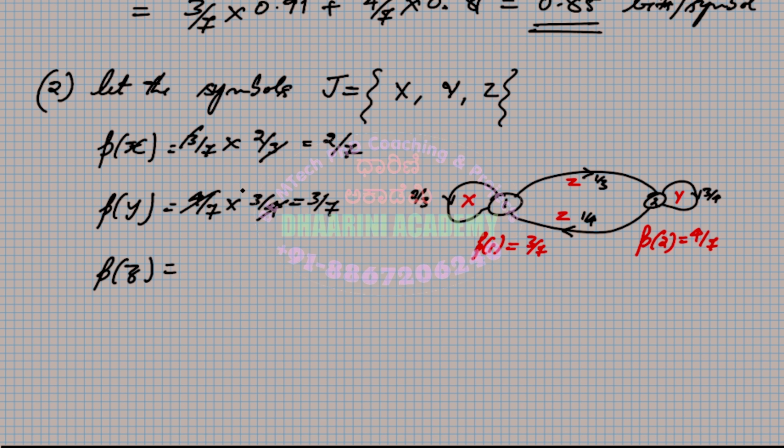Now, what is the remaining probability, that you get Z? If you are in state 1, you have 3 by 7 into 1 by 3 as the chance of getting a Z. Plus, you also have a chance of getting into state 2 and then getting Z. So that will be 4 by 7 into 1 by 4.